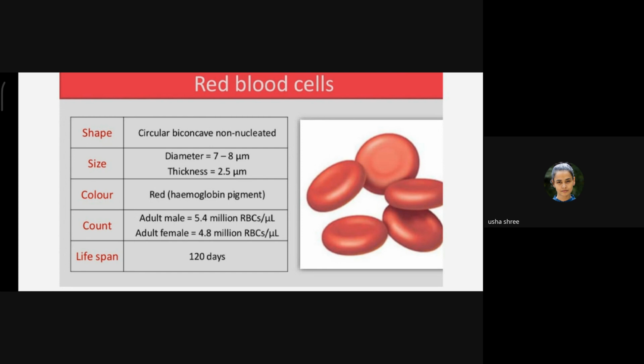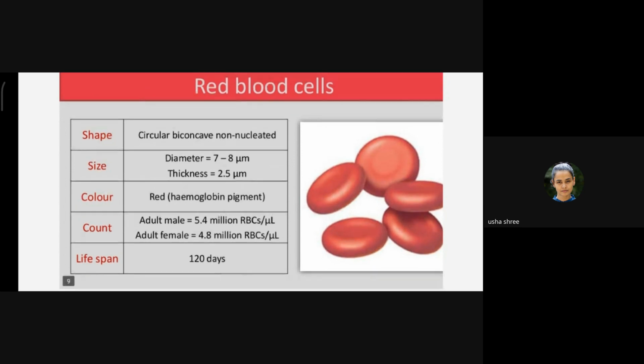Okay, it is like a tablet. Tablets you have seen in medications are generally biconvex, but if it is depressed from both sides, then it is biconcave. So red blood cells are biconcave and non-nucleated, means nucleus is not present in red blood cells.